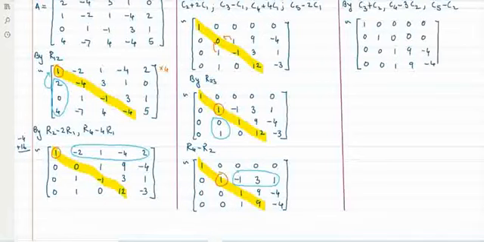Can you guess what will be the rank here? 3. Yeah, 3. Don't apply such a transformation, like C2 minus C1 and C1 minus C2 simultaneously. No. That's why I'm telling you to use the key element concept. Which element are you using?